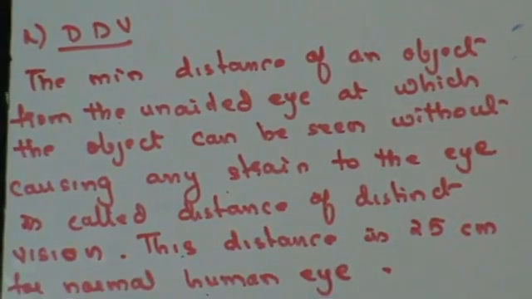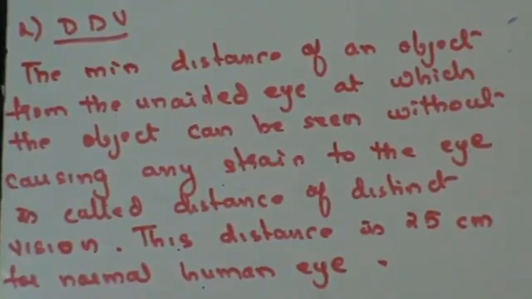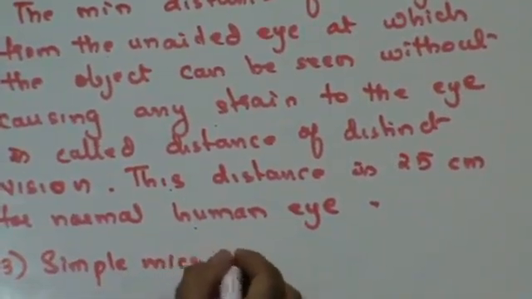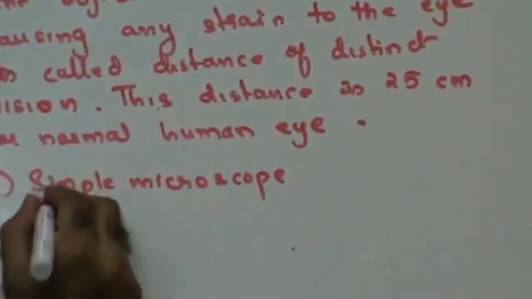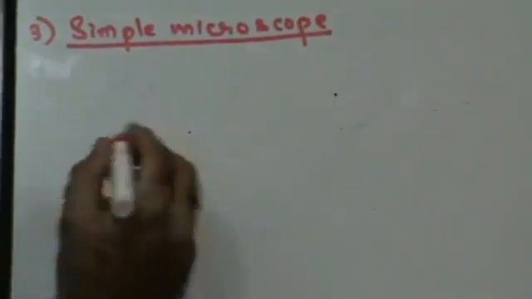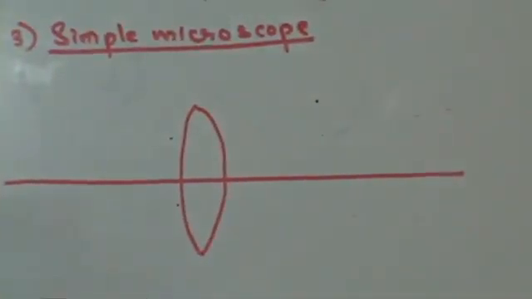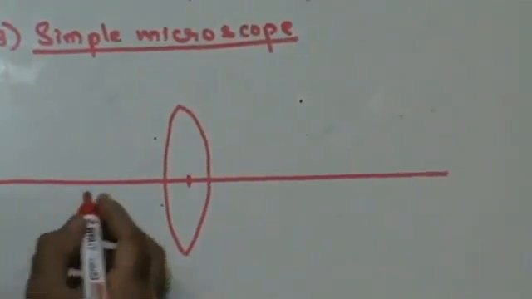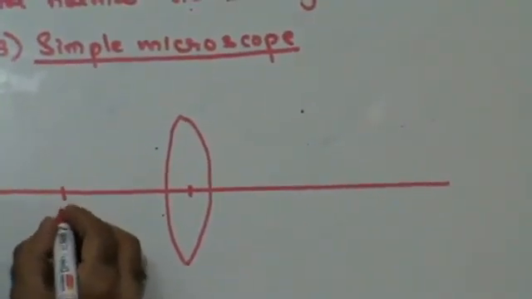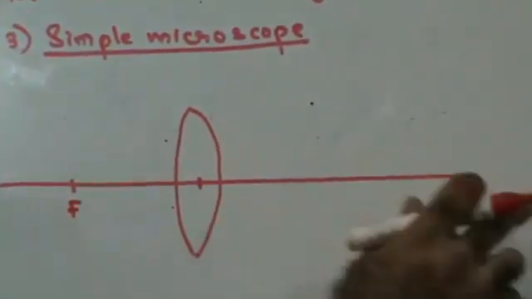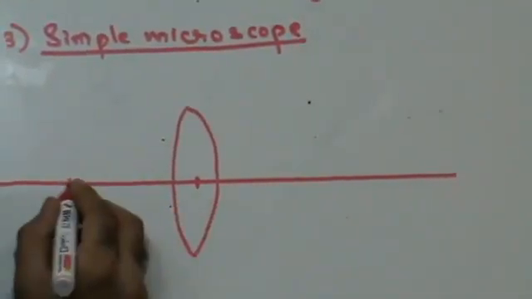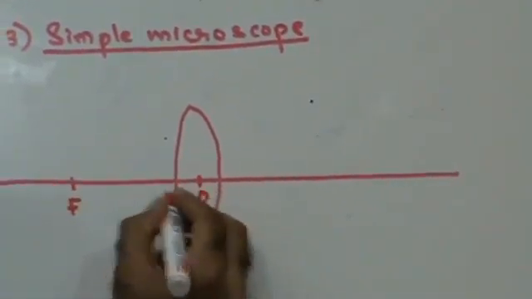Next, let's see the construction of a simple microscope. This is the convex lens. This is the pole. This is my principal focus. This is the principal axis. The object is placed between P and F.